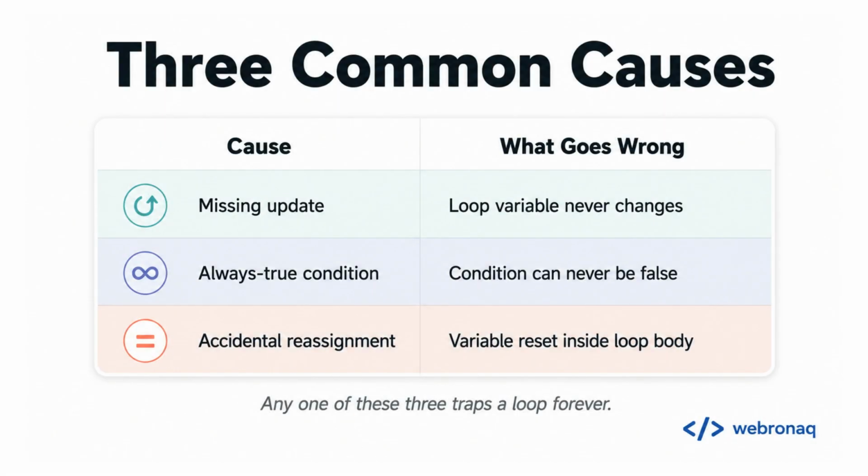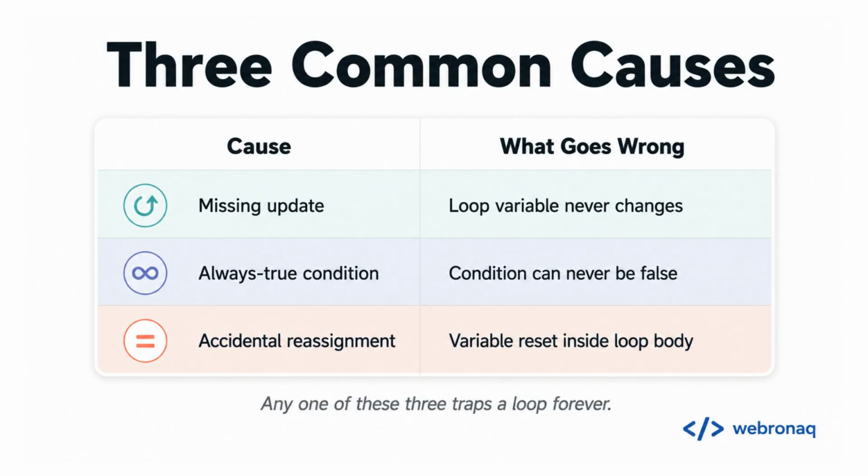Here's the interesting part. Infinite loops almost always come from one of 3 mistakes. The first is a missing update. You write the condition and the body, but you forget to change the variable the condition depends on. That is exactly what we saw on the last slide with count. The second cause is an always true condition. Something like writing, while 1 is equal to 1, that can never flip to false, so the loop never exits.